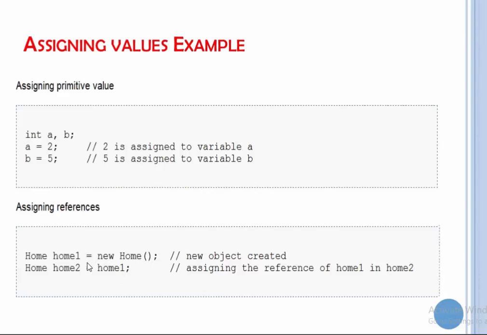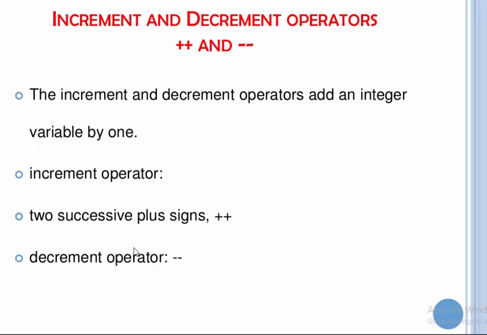And in the next statement, we are assigning the reference of an object home to another object home2. So this is one reference and this is another reference. The value stored in this object will be assigned to the home2 object. This is also valid. So that means an operand may be a primitive value or it can be a reference value for an assignment operator. So next one is the increment and decrement operators.